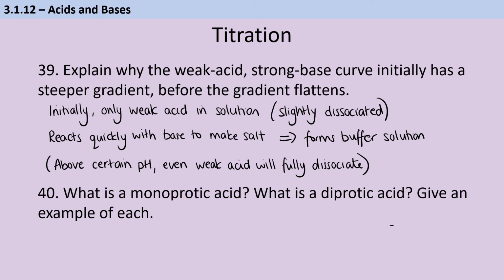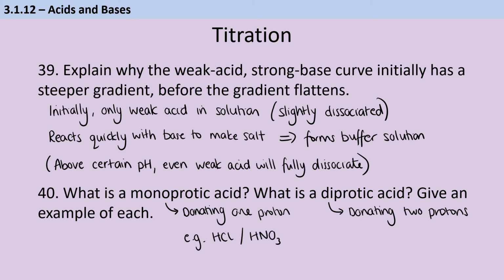A monoprotic acid is one which donates one proton or one hydrogen ion, whereas a diprotic acid can donate 2 protons. So your typical monoprotic acids would be things like hydrochloric acid or nitric acid, whereas a diprotic acid would be sulfuric acid.